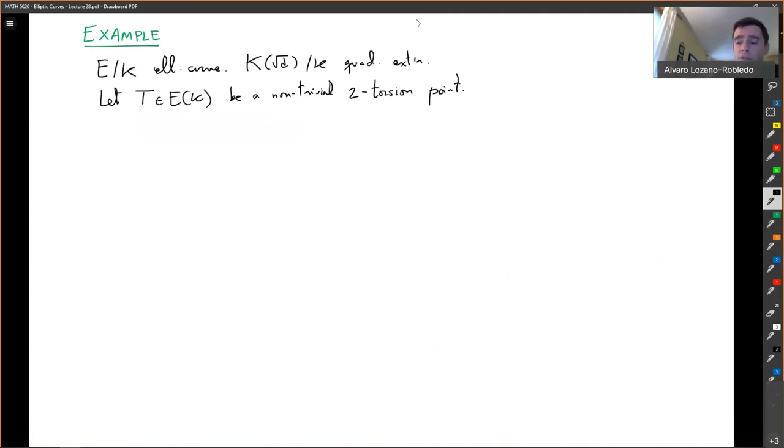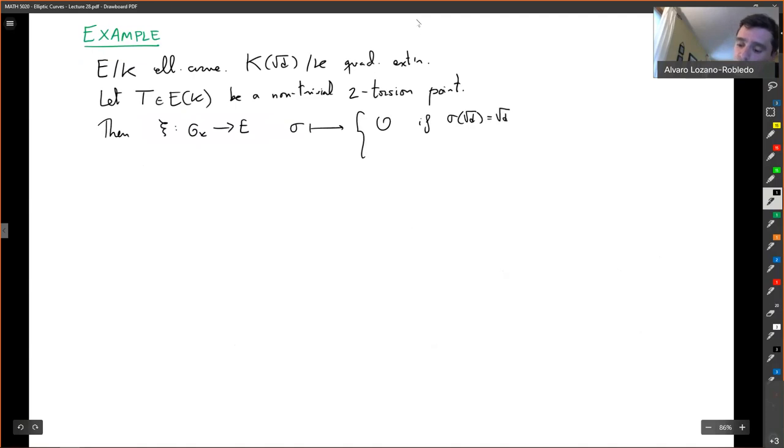Then I can come up with a map from G_K to E that sends sigma to O if sigma of the square root of D is the square root of D, or T if sigma sends the square root of D to minus the square root of D. And it turns out that this is a one-cocycle.